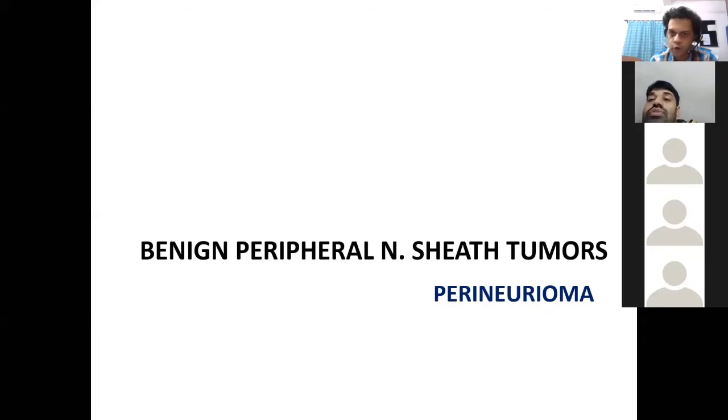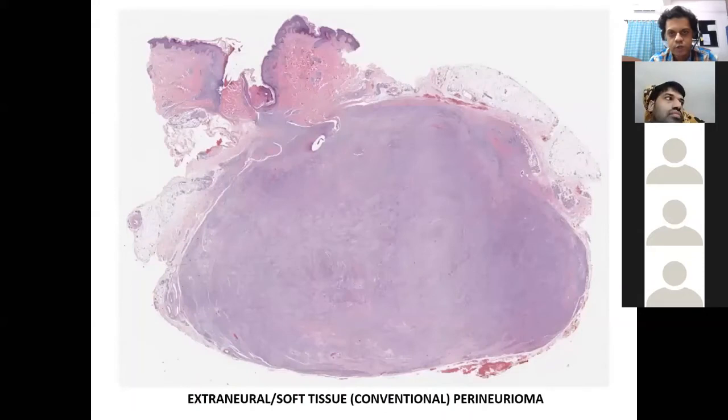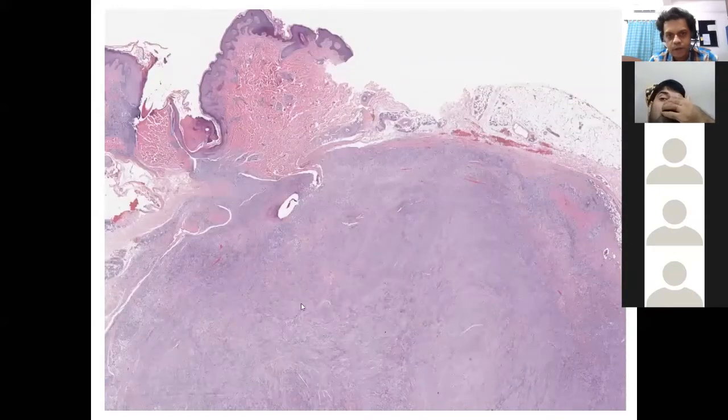So one clue is if you get a cutaneous superficial lesion, which looks like a bland spindle cell proliferation, and if you see a kind of a storiform pattern and it's not fitting into the DFSP, probably you are having a perineuroma, as you'll see subsequently. So here you have the overlying epidermis, you are having the dermis, which is free. Deep dermis, there is a very well circumscribed, almost an encapsulated kind of a tumor. So this is the conventional perineuroma over here.